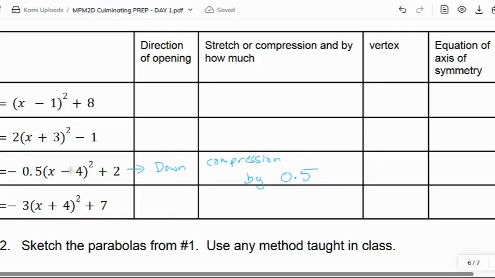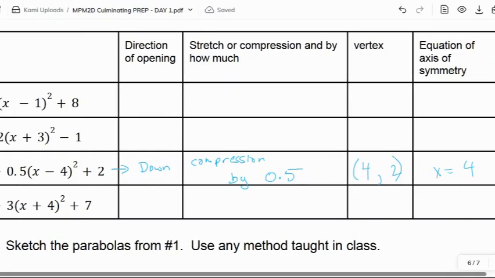Guys, I was looking at the wrong one. Dang. It was 4 in the positive direction and 2. I was looking at the wrong variable. I'm sorry. Okay, axis of symmetry, that's always talking about the x. Now, you can't just write 4. You must write the entire equation.